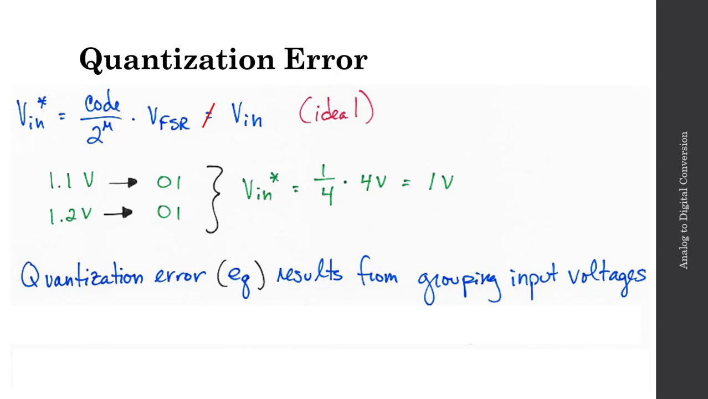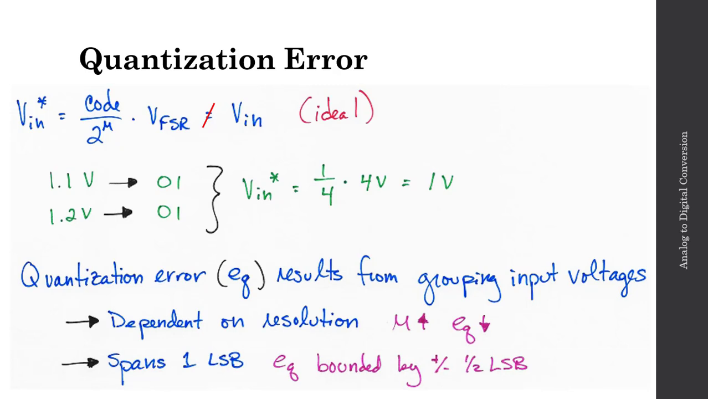And there are a number of consequences for the metrics that we've just discussed relative to the performance of these ADCs. First, this error is going to be dependent on resolution. So as my number of bits increases, my quantization error will decrease. I'll have a better approximation of that input voltage. Additionally, this error is going to span one LSB, one least significant bit. So what we find is that this quantization error is bounded by plus or minus 1/2 of an LSB.